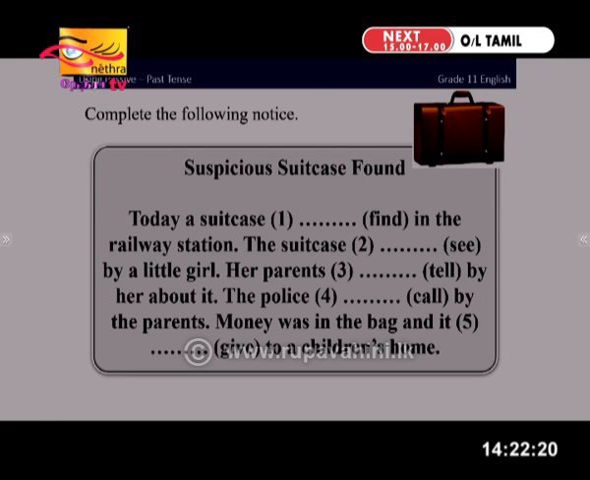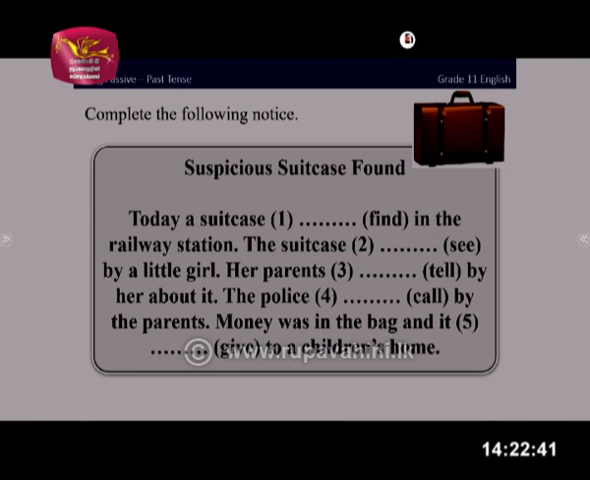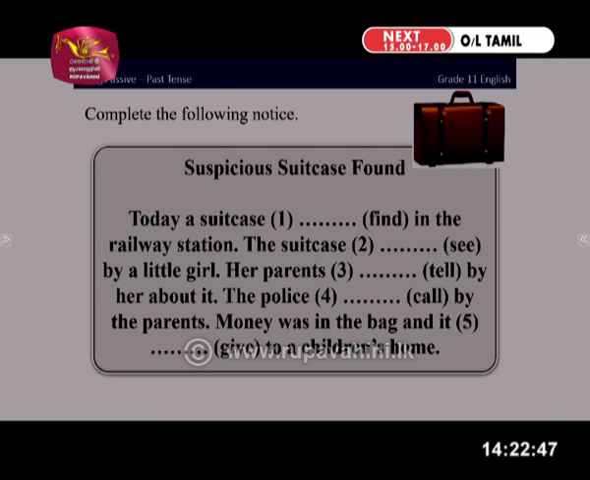You can see the verbs in the base form, so you have to carefully use the correct form in order to fill the blanks. Today, a suitcase blank find in the railway station. The suitcase blank see by a little girl. Her parents blank tell by her about it. The police blank call by the parents. Money was in the bag and it blank give to a children's home. Just 5 verbs you have here.